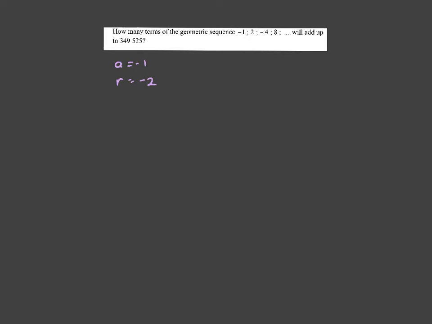And then, do we know how many terms there are? No. But we know the sum now. We don't know, it's the sum of a certain number of terms is equal to 349,525. You get so excited. So you write down the equation, Sn is equal to a r to the n minus 1 over r minus 1.